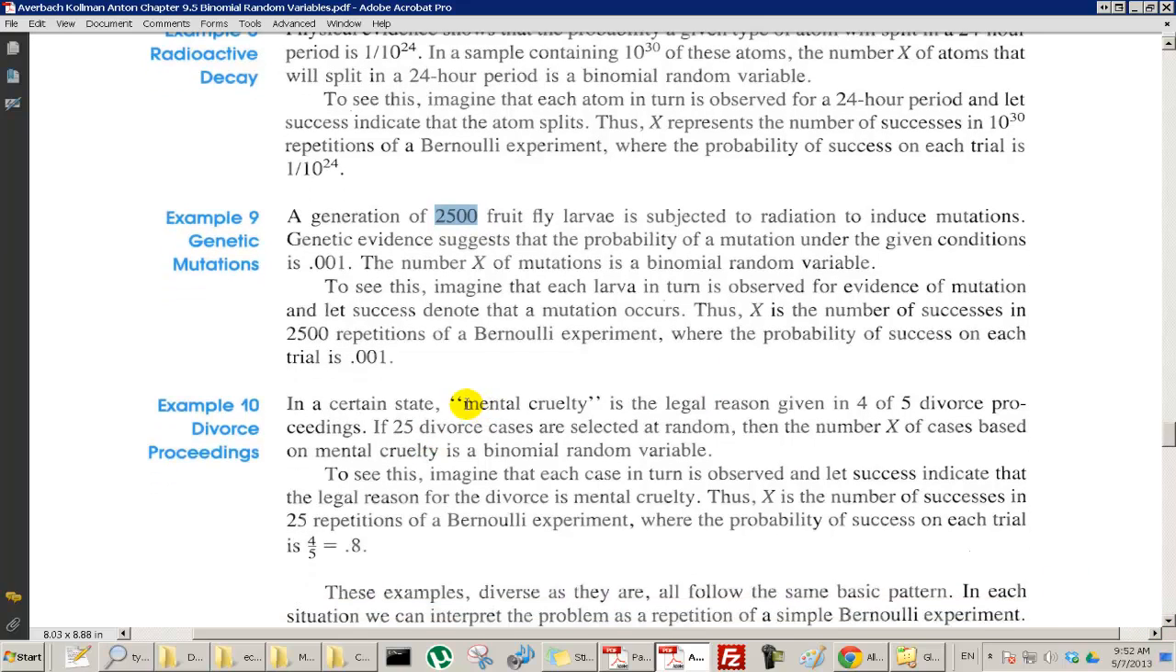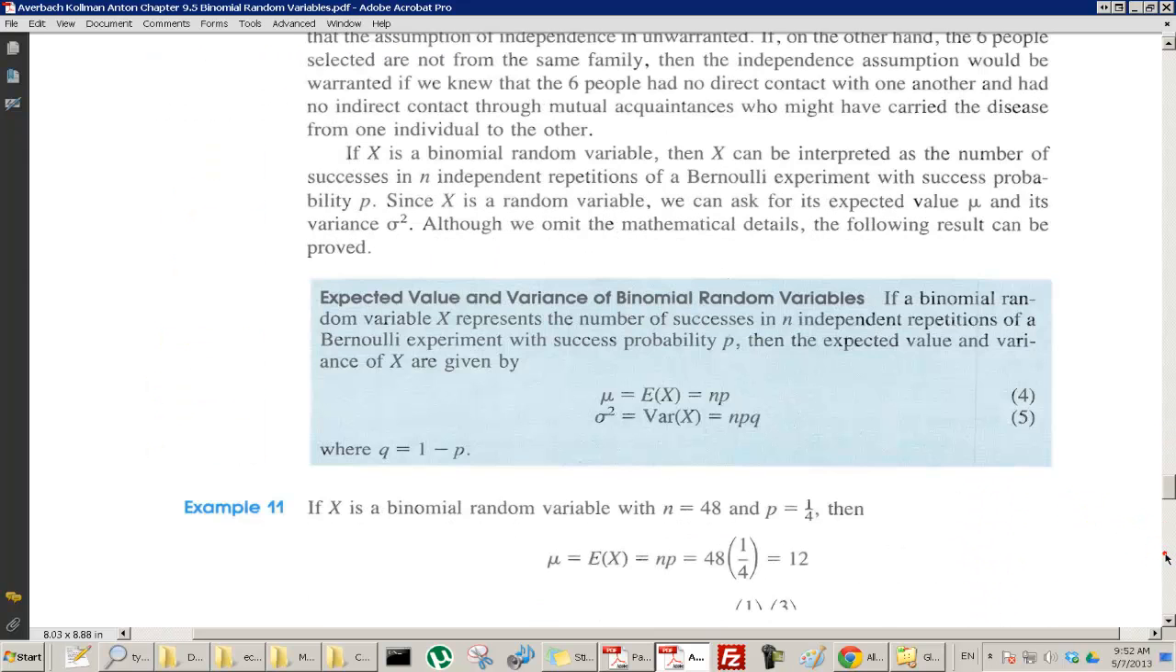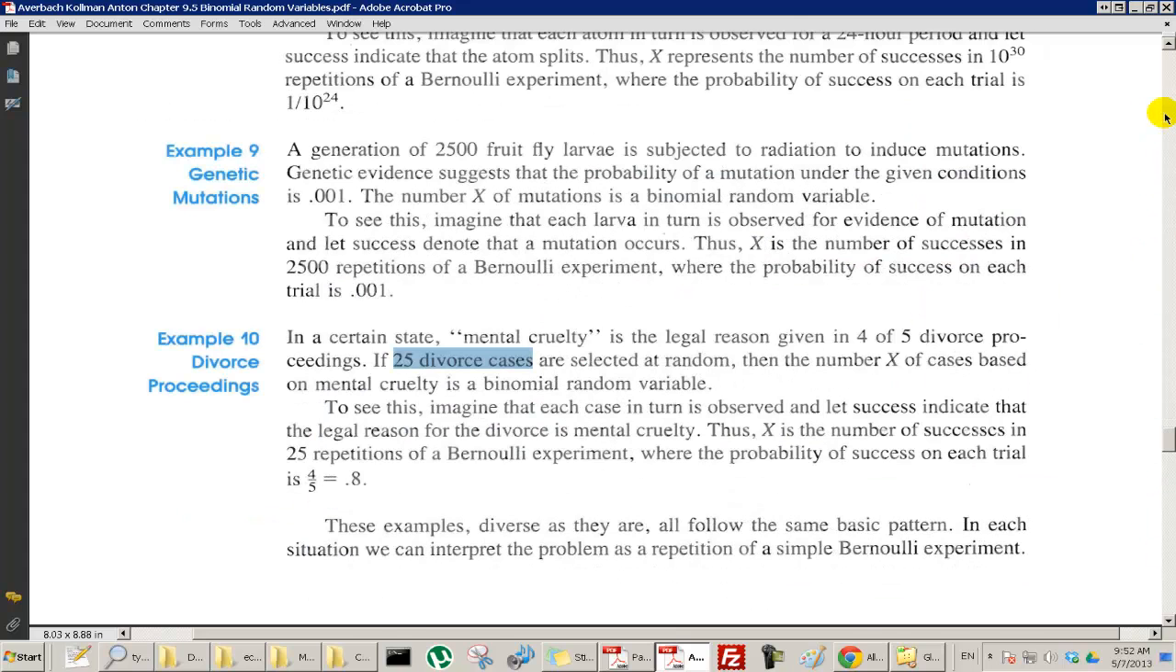In a certain state, mental cruelty is the legal reason given in 4 of 5 divorce proceedings. So here we look at 25 divorce cases. Again, it's like tossing a coin 25 times, and we are interested in the probability that we have, say, 5 of these cases, or 10 of these cases, in which mental cruelty is the reason. Okay, these are all calculations that are very similar, and this is called a binomial random variable. All of these are examples of binomial random variables.